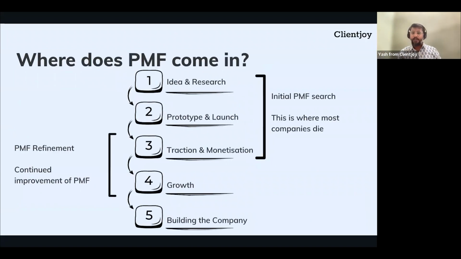And so where does PMF come in? Initial PMF is basically from idea and research, prototype and launch, and traction and monetization, right? This is primarily where the initial PMF comes in. Most startups, most companies die before reaching 10,000 MAUs, 10,000 DAUs or $3 million in annual revenue, right? This is where most companies die. And then once you reach there, you are doing continuous improvement on the PMF, refining it between the traction, monetization, and growth stages.